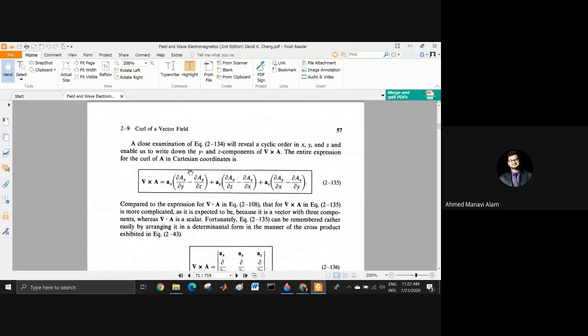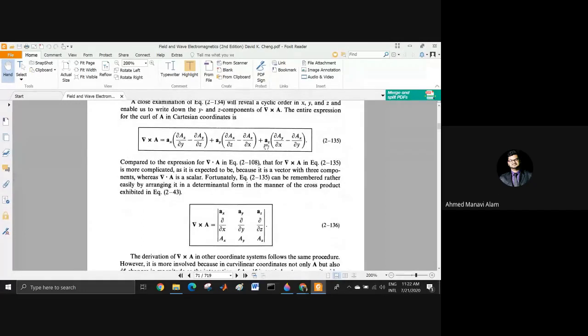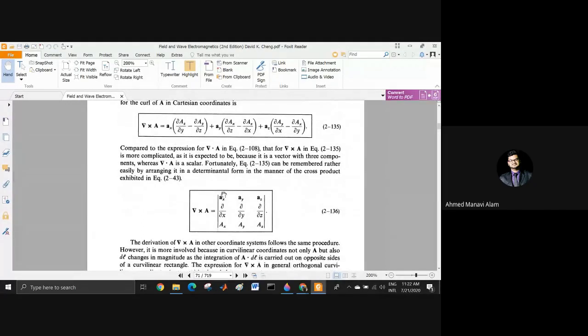Where you want to go, you want to come here. This is nabla cross A, or curl of A. We know that the gradient was just nabla applied to a scalar, divergence was the dot product, and curl is the cross product. Okay, cross product of A, nabla cross A, and this is the formula. If you can't remember this formula, you can write it like this. This is the cross product. I hope I have gone through vector cross multiplication numerous times, so this will not be complicated to find the value.